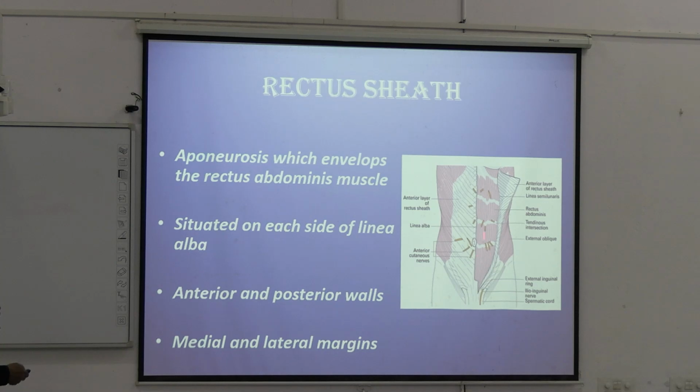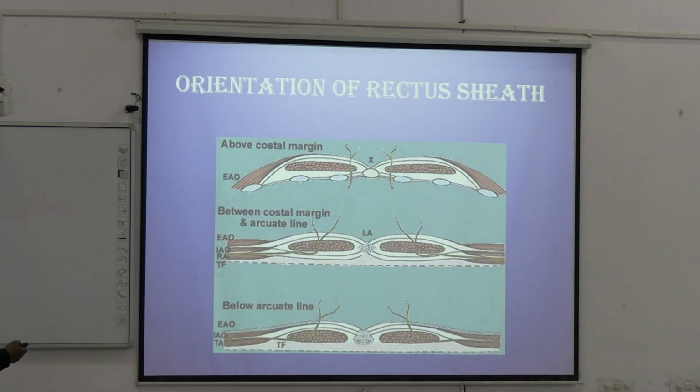This is the rectus abdominis muscle, situated on each side of the linea alba. This is the linea alba. Anterior and posterior walls, medial and lateral margins. Here, the orientation of the rectus sheath.